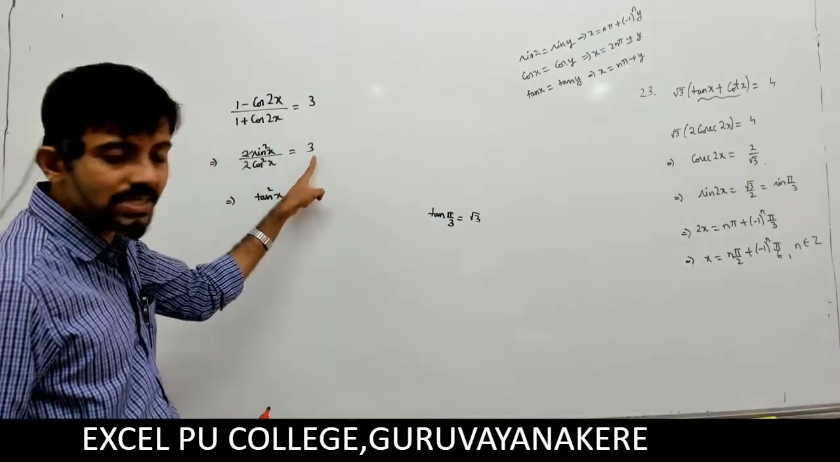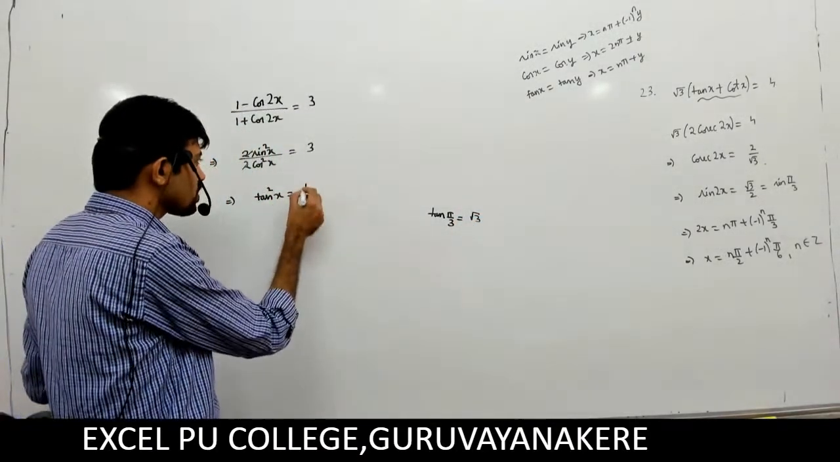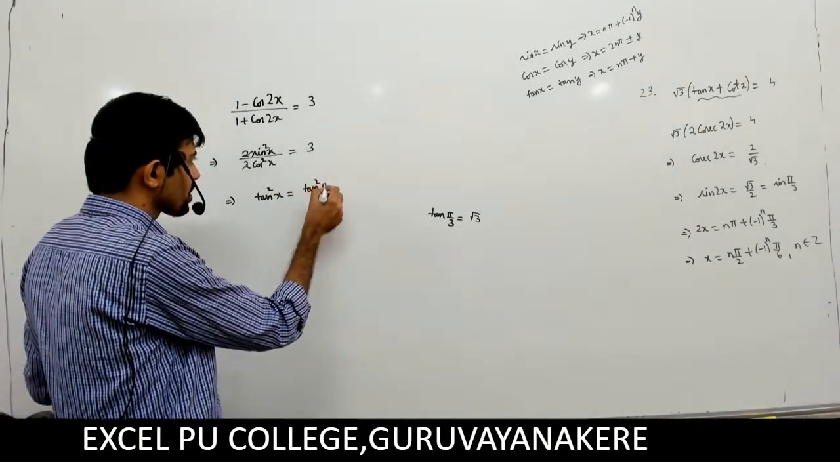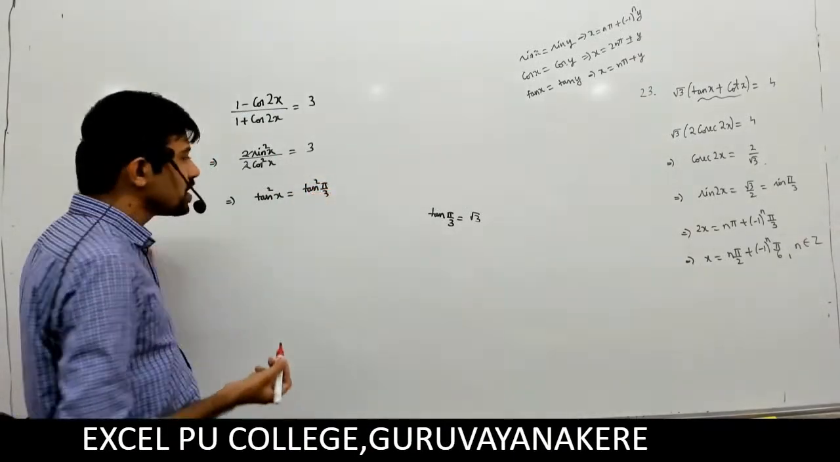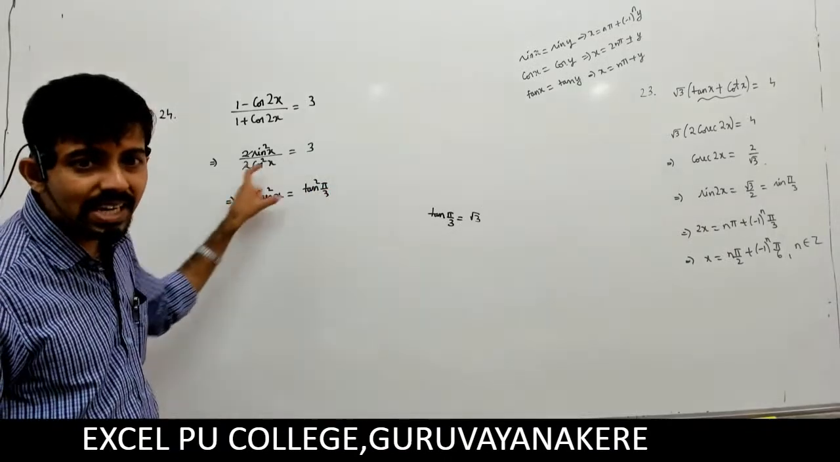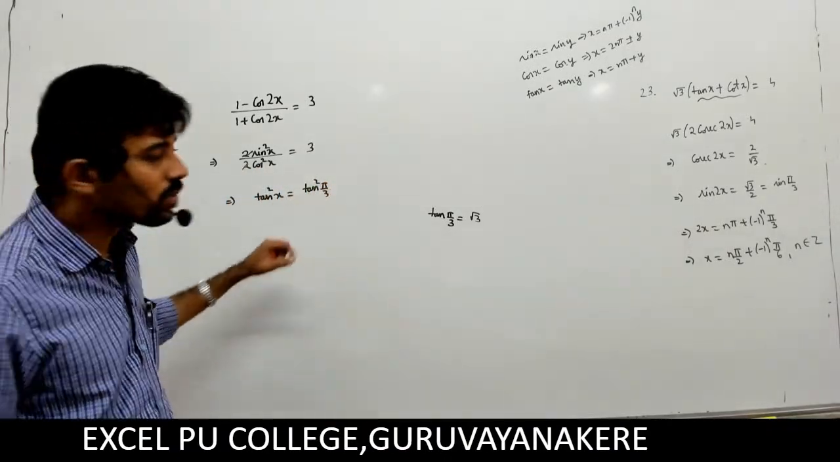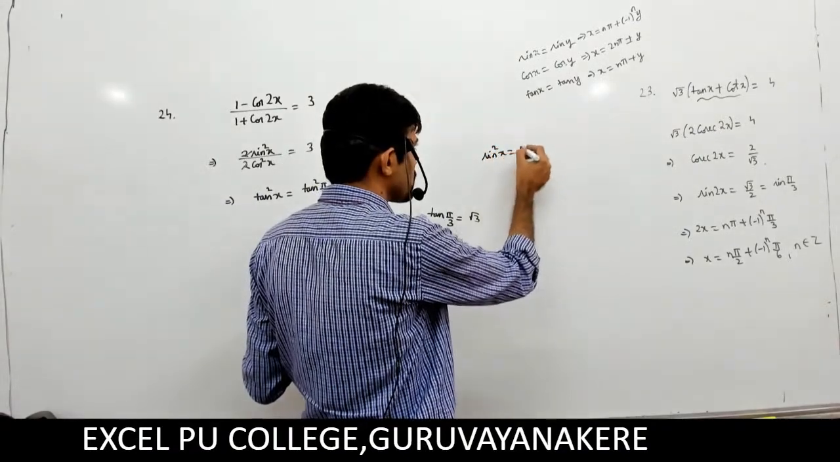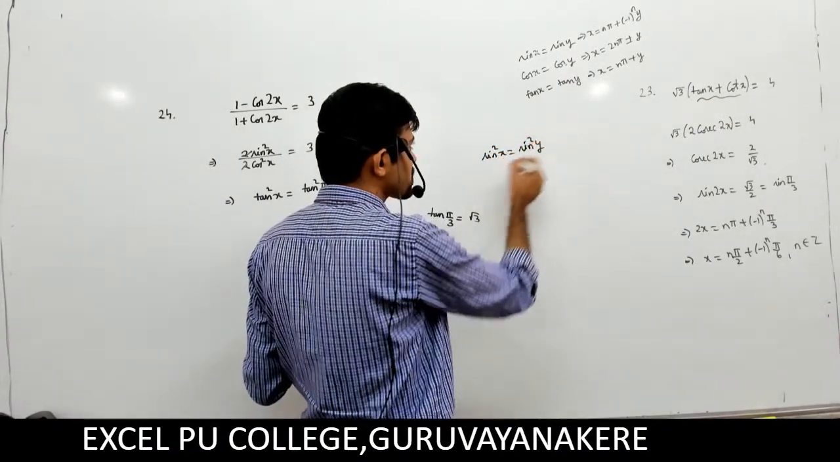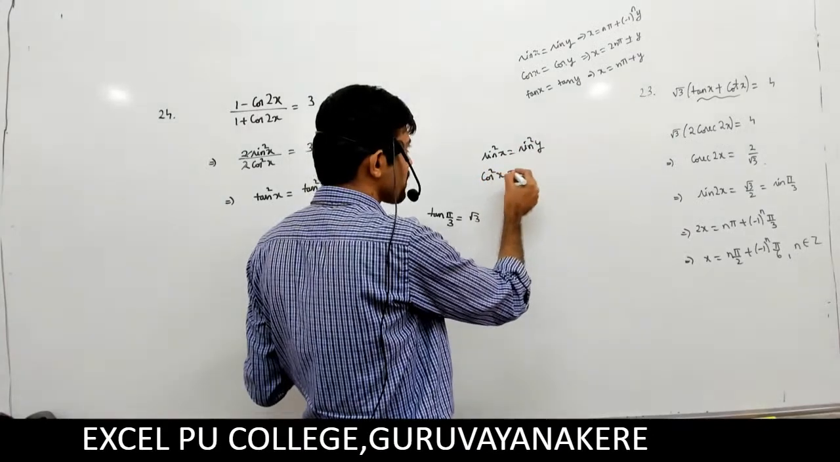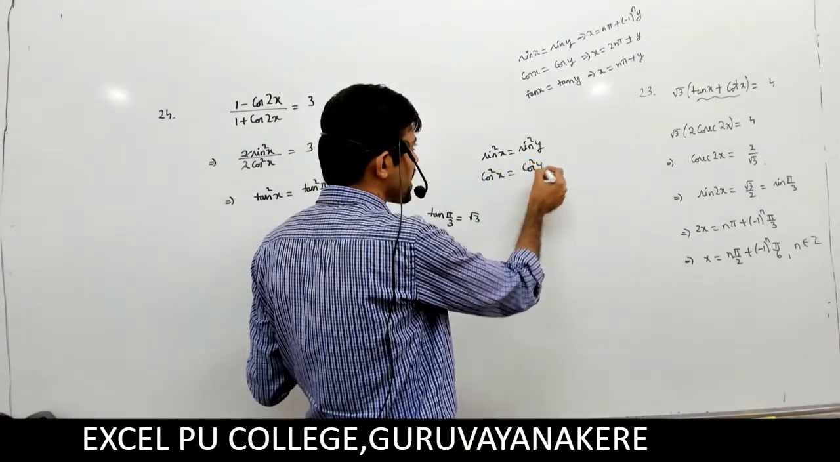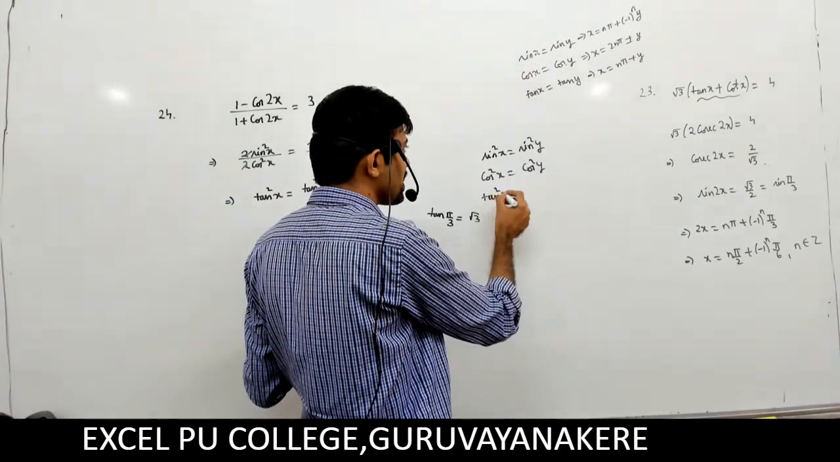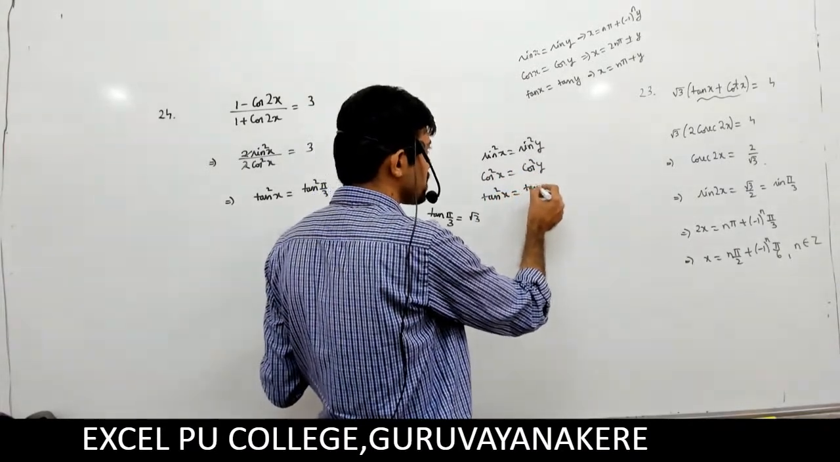So because 3 is present, 3 is root 3 square. So this will be tan square pi by 3. So this equation is of the type tan square x equal to tan square y. One more set is there. General solution of the equation sin square x equal to sin square y, cos square x equal to cos square y, tan square x equal to tan square y. For all these three equations, we have the same general solution.